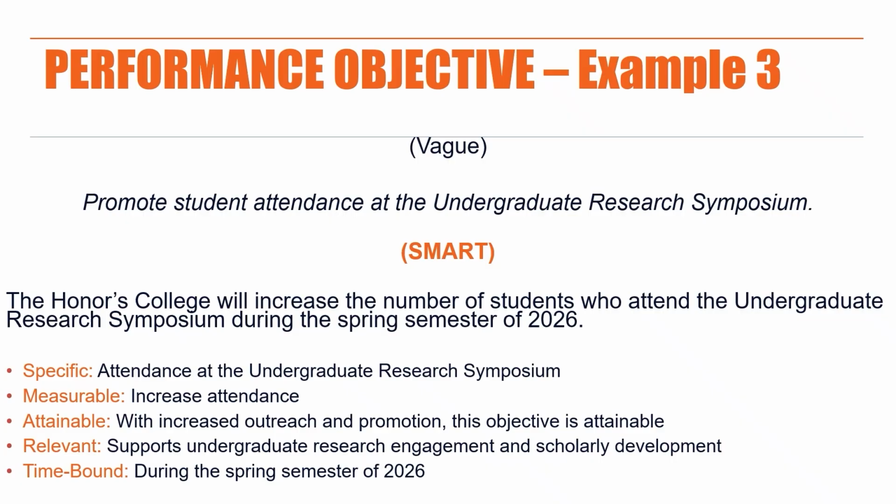It is measurable because it uses the action verb increase, which allows attendance data to be tracked and evaluated. It is attainable because increased outreach and promotion can reasonably lead to higher attendance. It is relevant because it supports student engagement in undergraduate research and aligns with the mission of the Honors College. And it is time-bound because it clearly identifies the spring semester of 2026 as the time frame for achieving the objective. By addressing each SMART element, this objective becomes much more effective and easier to assess.